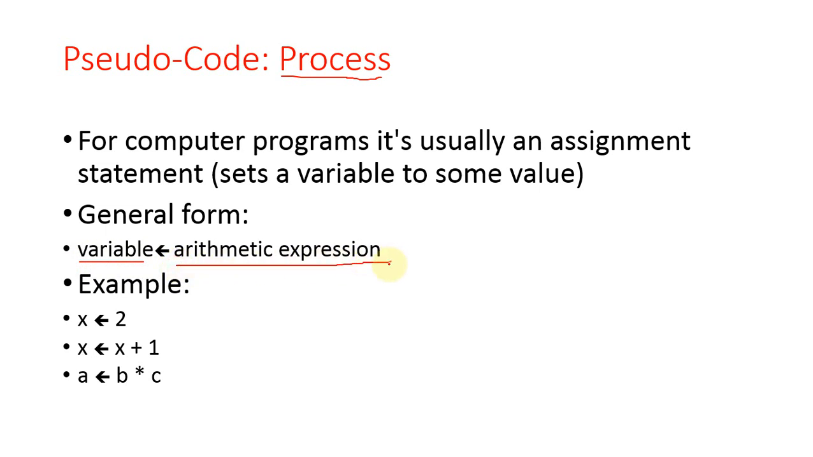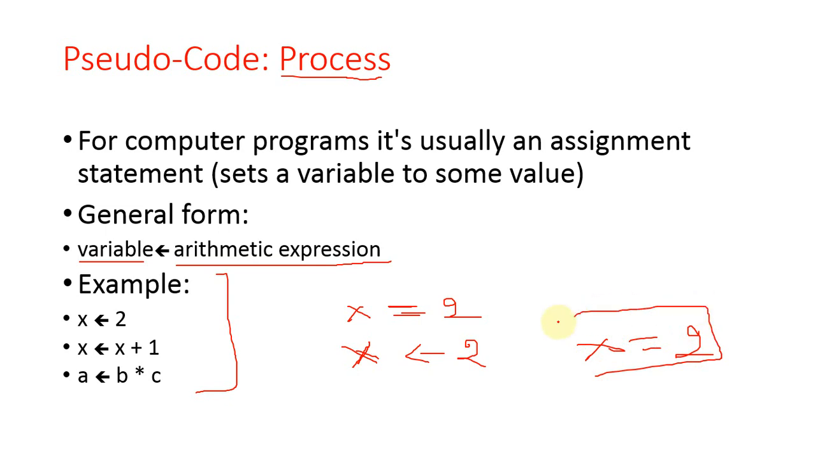Next, in order to process, the general format is variable, arrow, arithmetic expression. So x is equal to 2. We are not using the equal sign here; instead of the equal sign we are using arrows. Please remember, this is the best example for it. X left arrow 2 means this 2 will be stored in x, which is exactly equal to x equal to 2. Instead of saying x equal to 2 directly, in the pseudocode we are using x arrow 2.